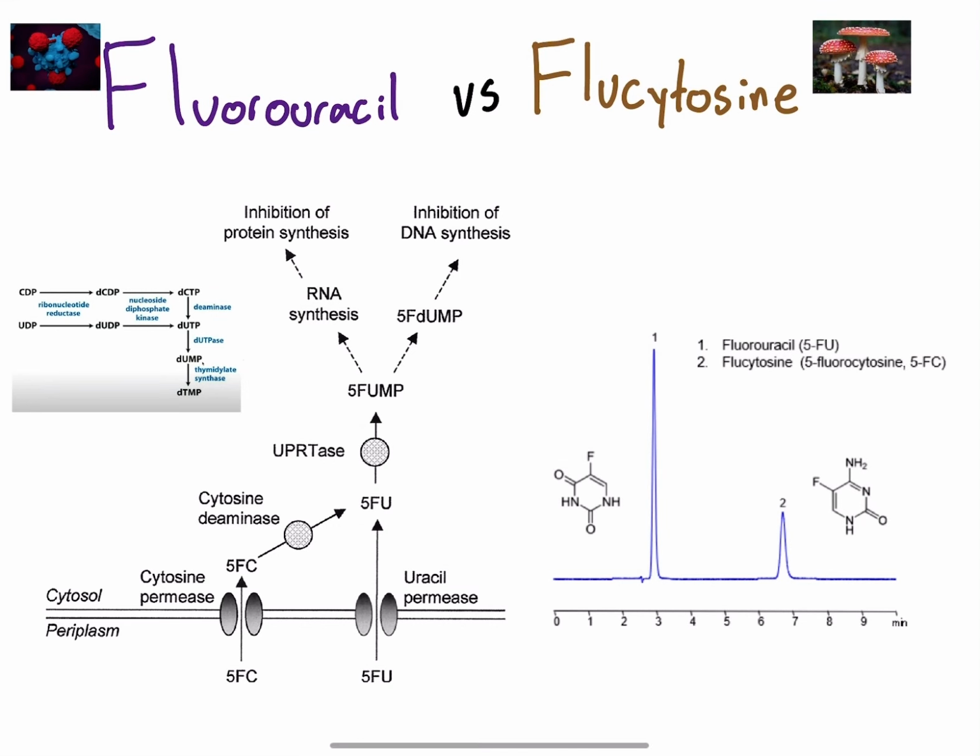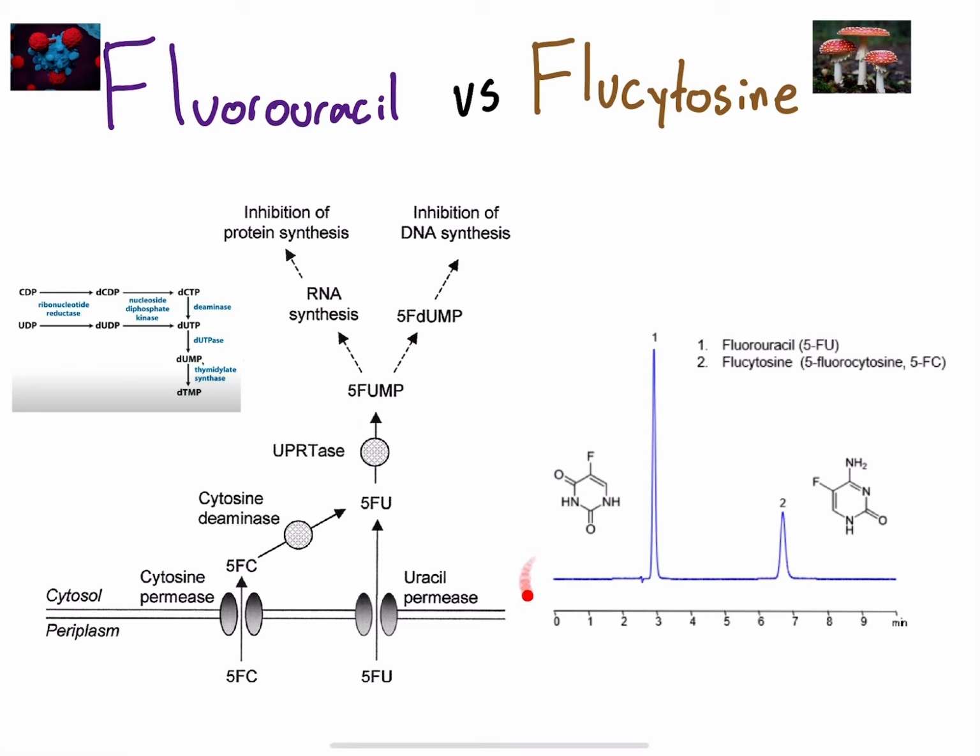Fluorouracil and flucytosine are both antimetabolite drugs used to decrease DNA synthesis, and they do this by decreasing the free amount of thymine. Fluorouracil is primarily used for cancer, whereas flucytosine is primarily used for fungal infections. And you can see on the HPLC here that fluorouracil and flucytosine are both very similar drugs.